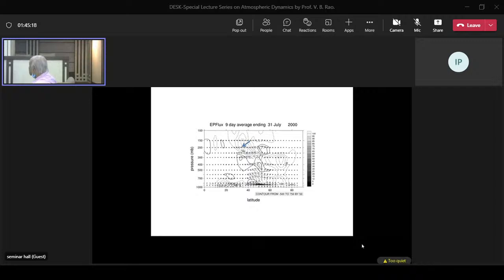Where is momentum? Momentum for unit mass. U is momentum for unit mass, and V is momentum for unit mass again. So their equations, finally, are after all the Navier-Stokes equations.